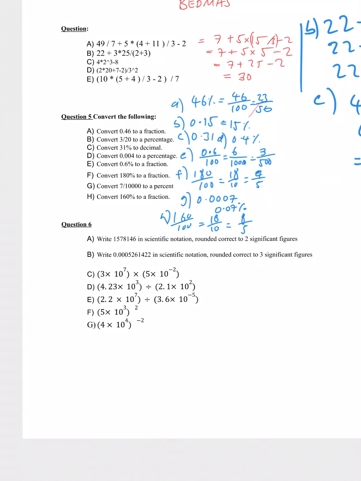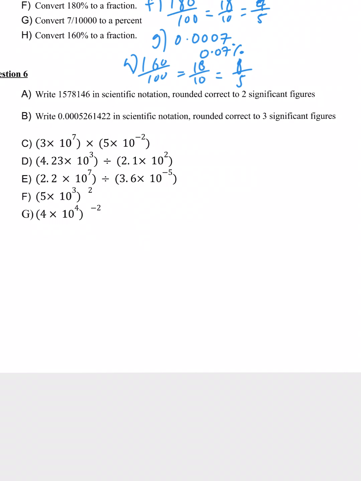Okay, last question. Write in scientific notation rounded to two significant figures. So there's two parts to it, the scientific notation part and the significant figures part. So let's do the scientific notation first, actually. It just means you put your decimal place here, 1.578146. And then, how many times would you have to multiply that number by 10 to get back to the original number? Well, times 10 moves your decimal point this way. So to get from here back to the actual number, I'd have to multiply by 10 1, 2, 3, 4, 5, 6 times. So it's 10 to the power of 6.